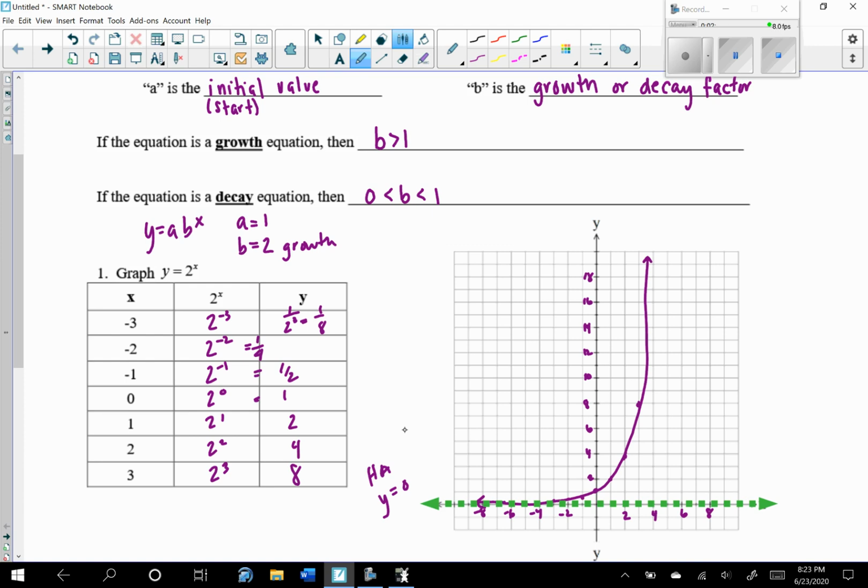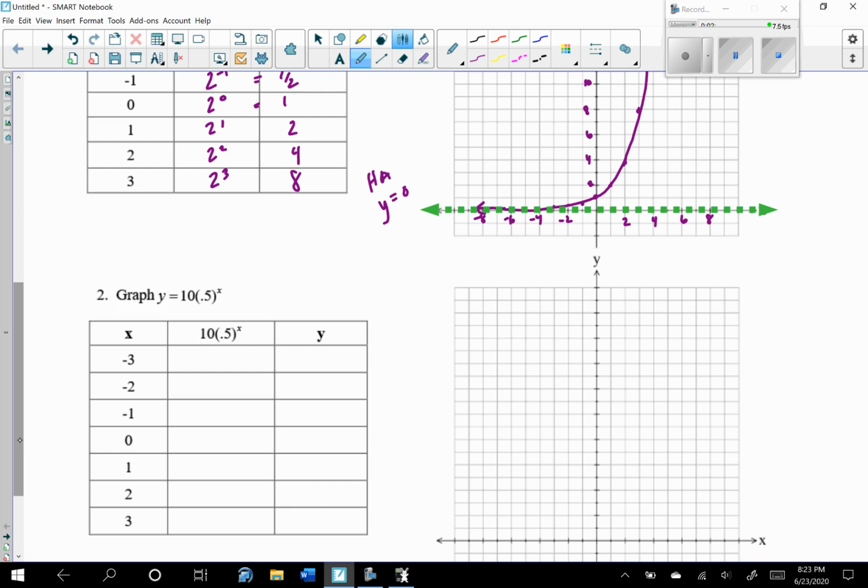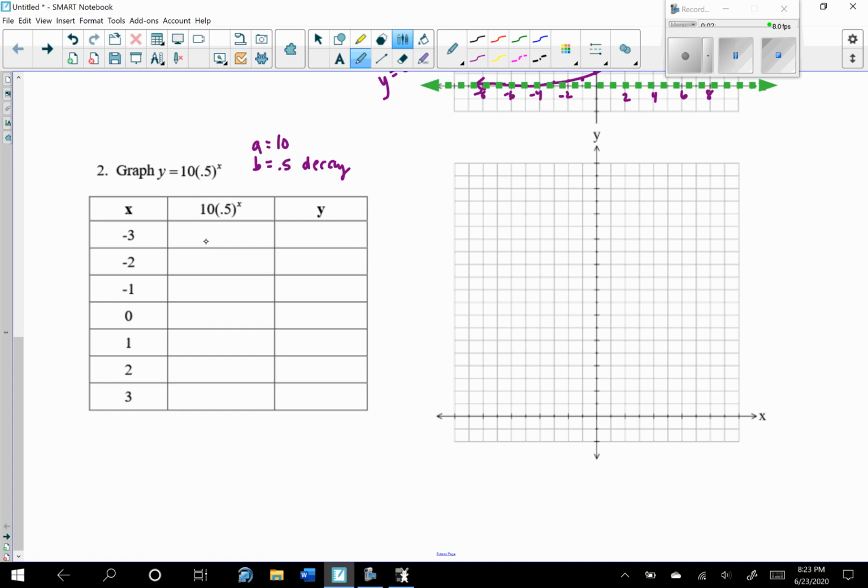All right, looking at the next one, we have y equals 10 times 0.5 to the x. So for this one, a is equal to 10, b is equal to 0.5, so we know this is going to be exponential decay. And for this, you can use your calculator if it helps you to plug in these values to get the y values. So when you do so, you should get 80, 40, 20, 10, 5, 2.5, and 1.25.